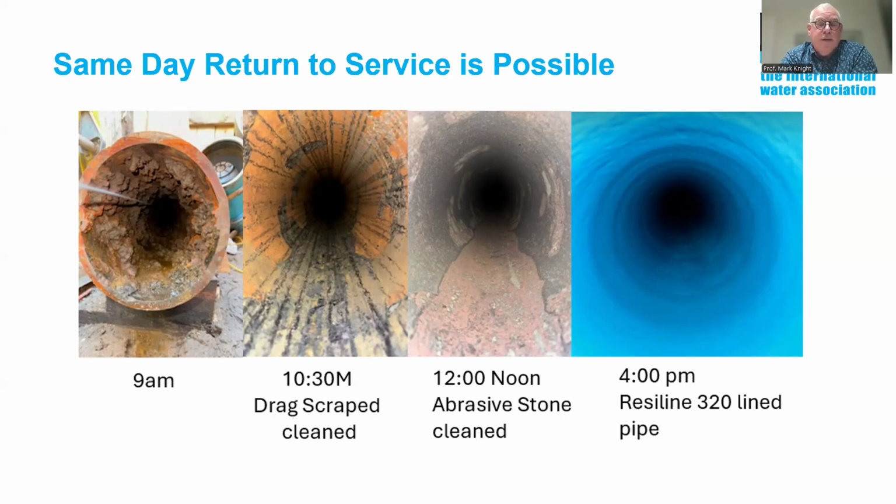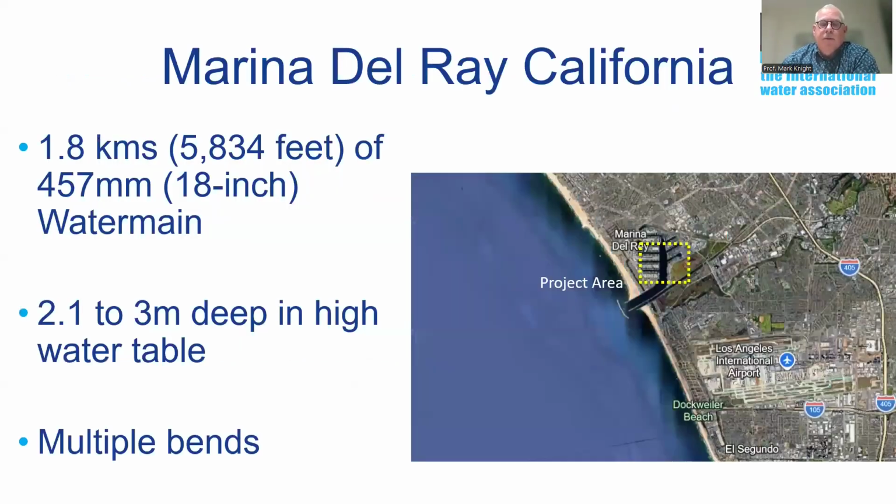We do bond to the host pipe. We've done bond testing with coupons. We will well exceed 500 to 750 psi bond strength to the existing host pipe. The main thing is that Resiline 320 has that low exotherm, so we get very little shrinkage on the pipe material itself.